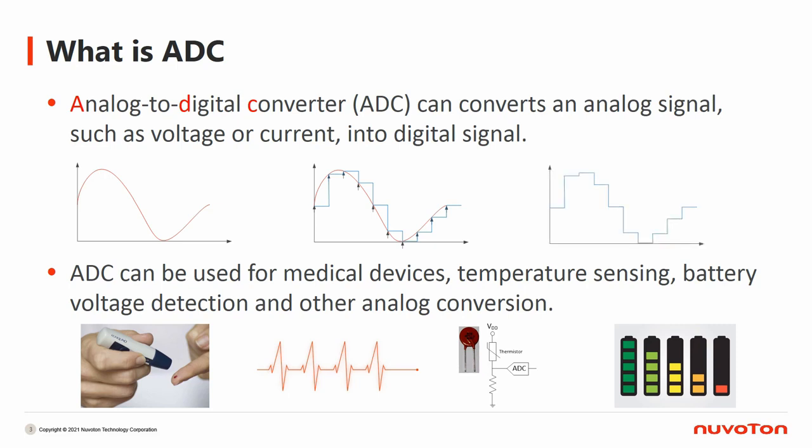Compare the first graph and the third graph. You may notice that if you sample it more frequently, the resulting digital signal will be closer to the original analog signal. If you sample it less frequently, the resulting digital signal may be distorted. Therefore, the frequency to sample it is very important when we are doing analog to digital conversion.